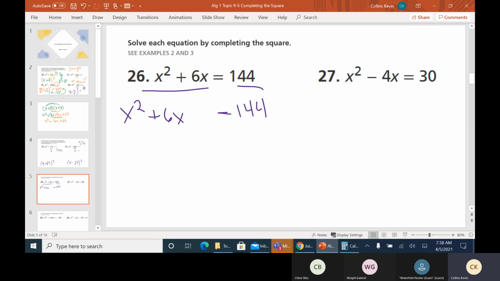So when I leave the space, here's what's going to happen. We're going to do what we said before. We're going to take the 6, divide it by 2. That gives us 3. We're going to square the 3, and that gives us 9. So we're going to add 9 here.